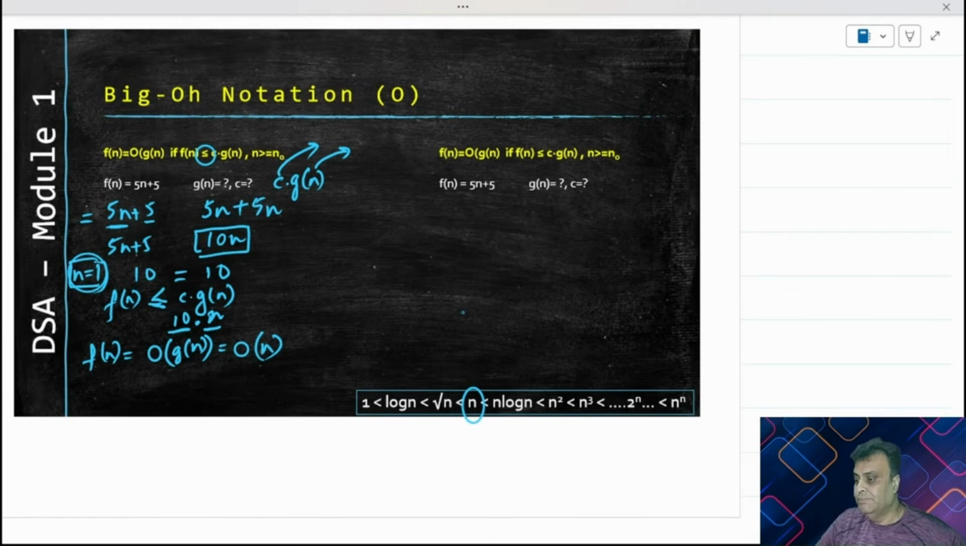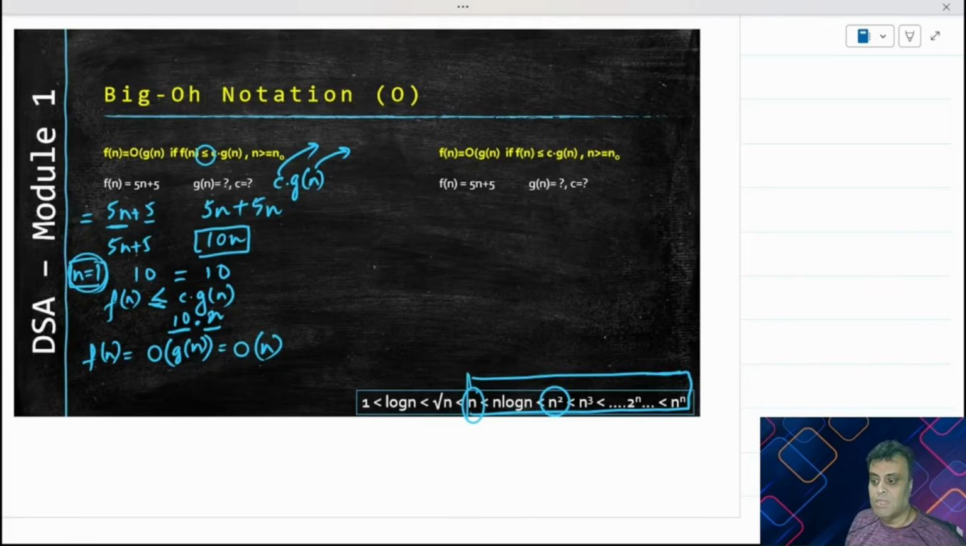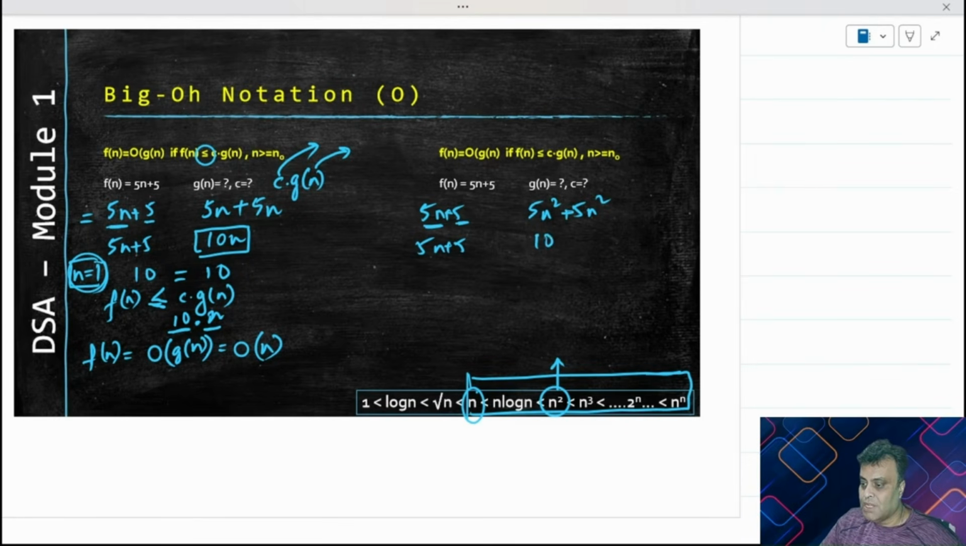Now remember this. If this is possible, then this is also possible, because as I said, anything to the right of this is a big O, an upper bound. So can we prove this? Let us see. We have 5n plus 5. If you want to prove this as n square, because you already know this is n, then just make the right side 5n square plus 5n square. So you have 5n plus 5 and you have 10n square.